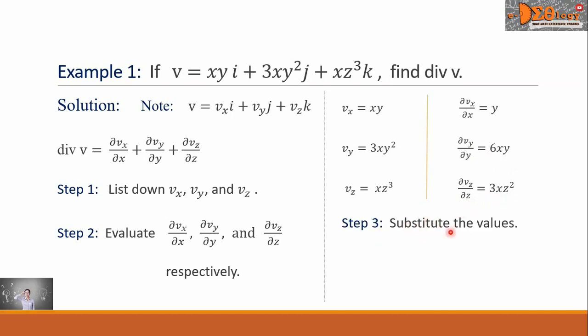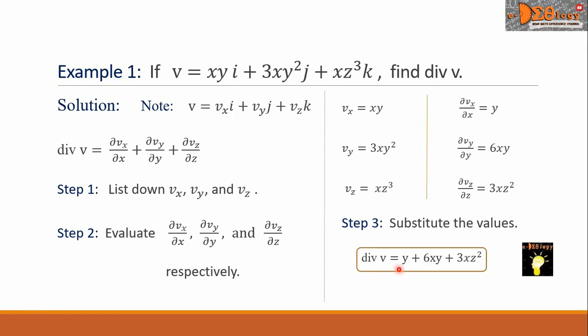Step 3. Substitute the values. So divergence of v equals y plus 6xy plus 3xz squared. This is the final answer.